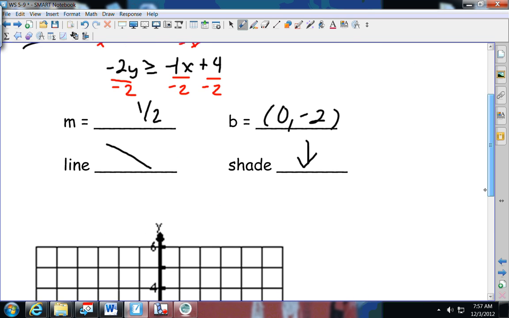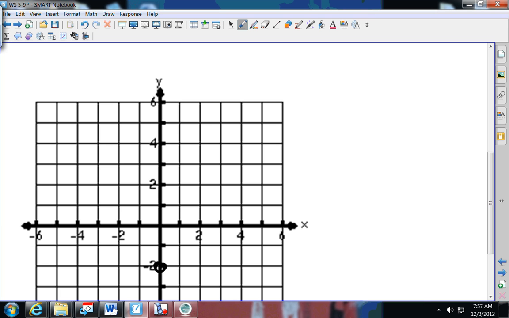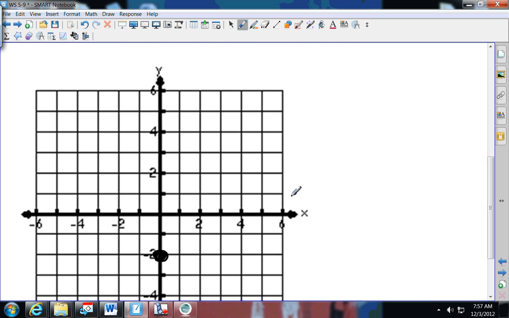Now let's go and graph it. So I have 0, negative 2. The slope was positive 1 half. That tells me to go up 1 to the right 2. So I'm going to start here. I'm going to go up 1 to the right 2 and put a dot. Up 1 to the right 2 and put a dot.